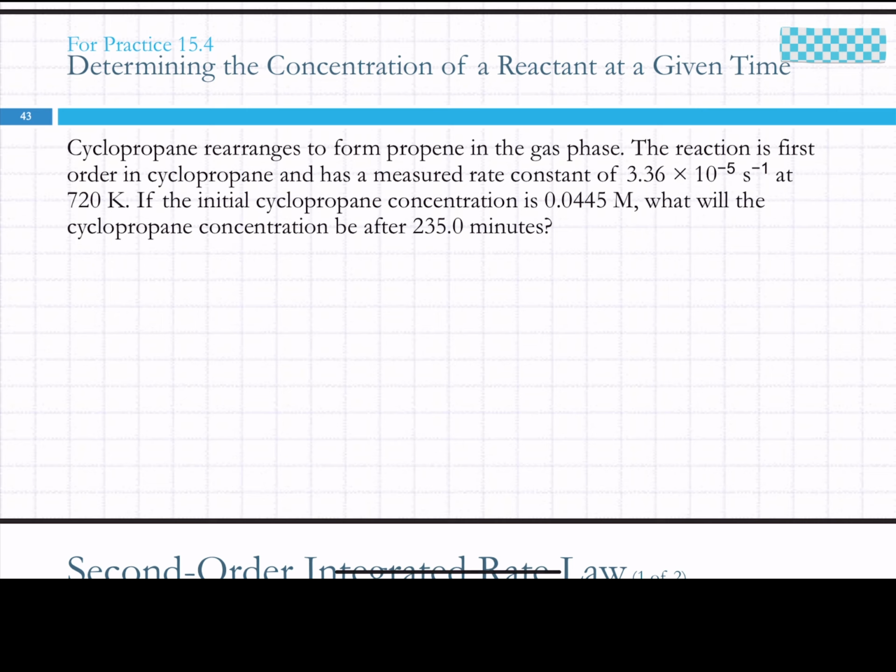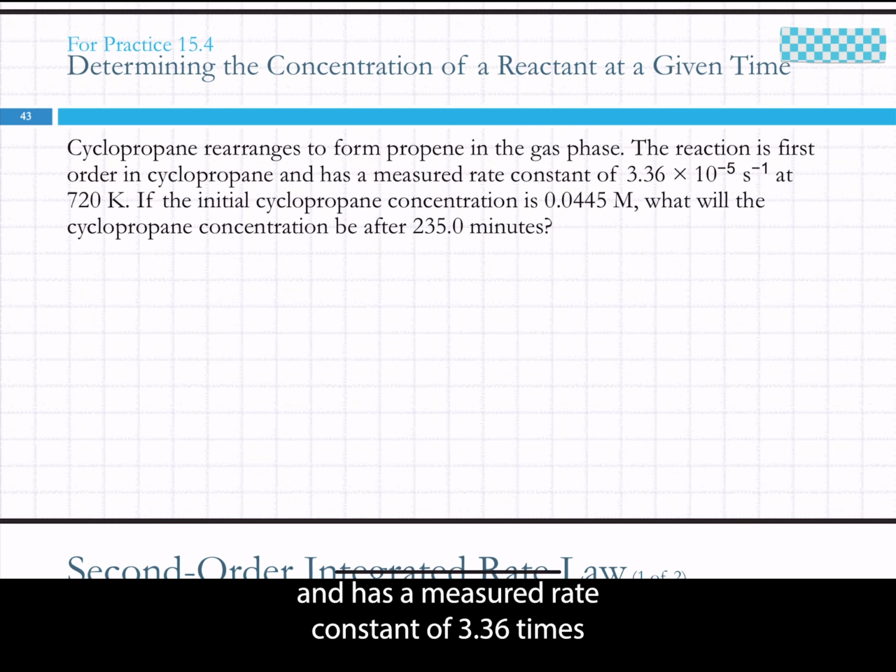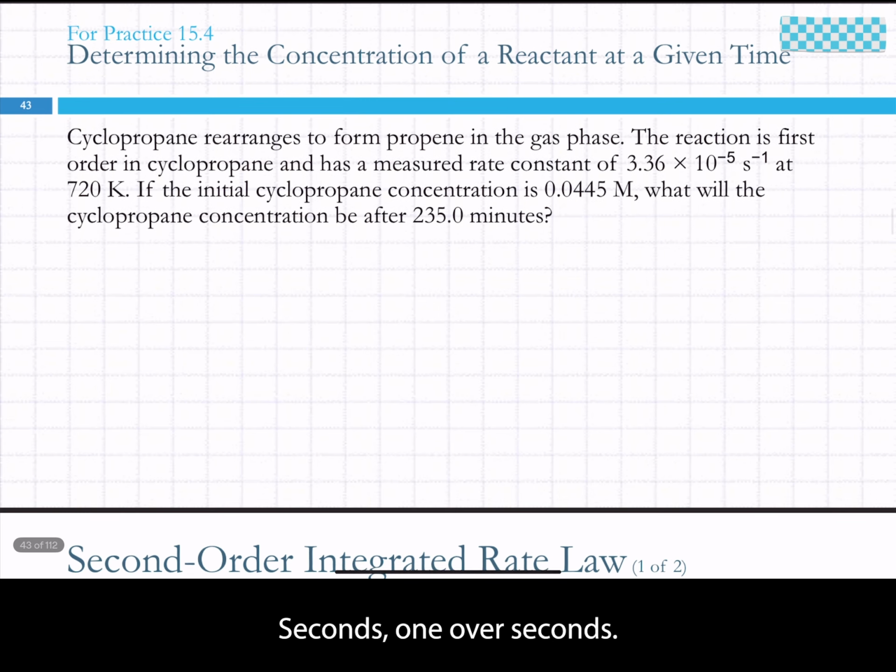Oh yeah. So cyclopropane rearranges to form propene in the gas phase. The reaction is first order in cyclopropane. It has a measured rate constant of 3.36 times 10 to the negative 5 per second at 720 Kelvin. If the initial cyclopropane concentration is 0.0445 molar, what will it be after 235 minutes?